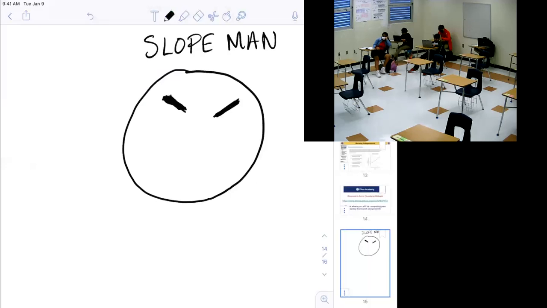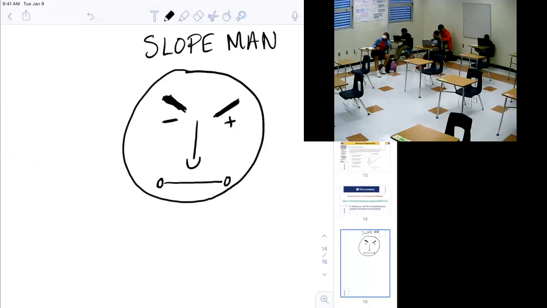His left eyebrow is negative. His right eyebrow is positive. So if your line is going in the same direction as his left eyebrow, it's negative. If it's going in the same direction as his right eyebrow, that's positive. His nose goes straight up and down, which is undefined. His mouth is flat, that's zero.